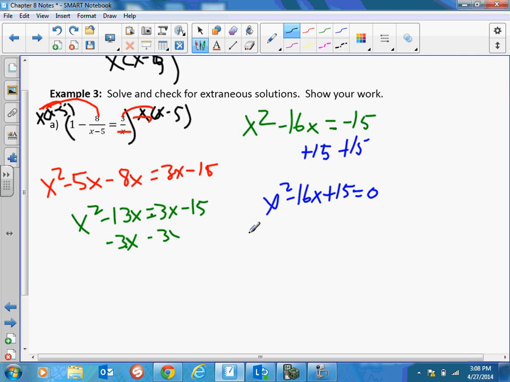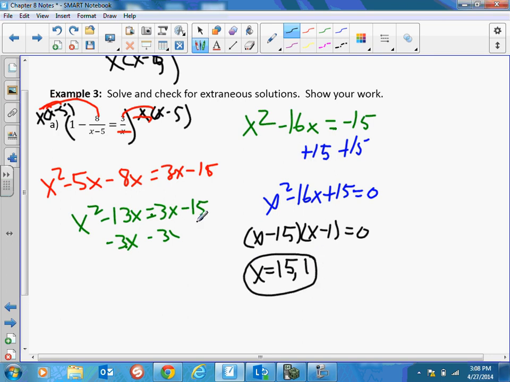Well, it's a quadratic now, so the quickest way to do it is to factor it. Factors of 15 that add to negative 16 would be negative 15 and negative 1, because negative 15 times negative 1 is positive 15. Negative 15 plus negative 1 is negative 16. So our two answers will be 15 and positive 1. If you plug those back in, none of those will make the denominator go to 0, so none of them can be extraneous.